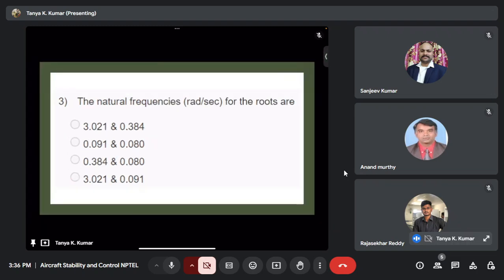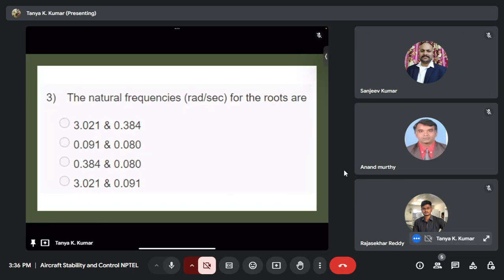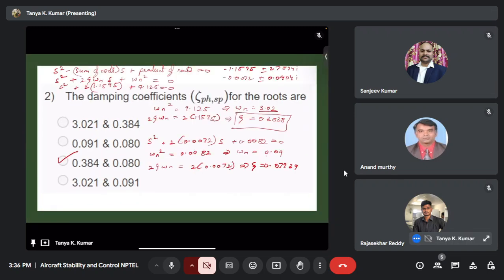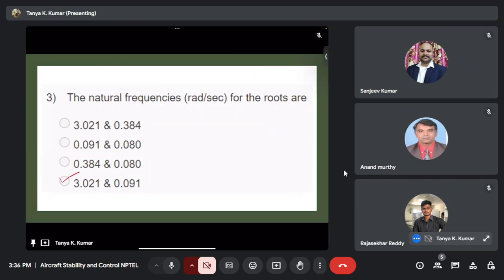Next question is, what are the natural frequencies? We just found the natural frequencies. So they were 3.02 and 0.09. So this one.